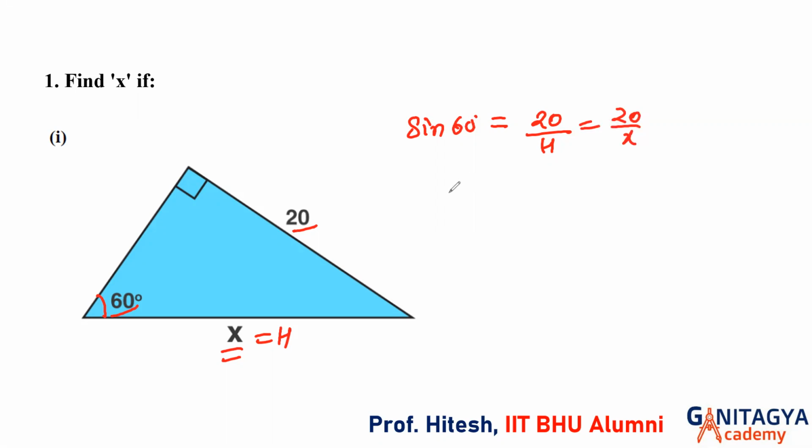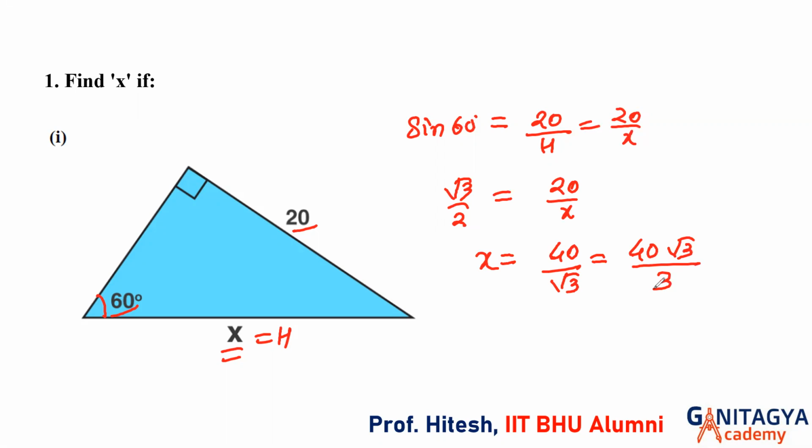Sin 60, you know how much? √3/2 is equal to 20 upon x. So I can write x equal to 40 upon √3 by cross multiplication. I can write: multiply both sides by √3. So this is the correct answer. Okay, write it down. Let me know when done.